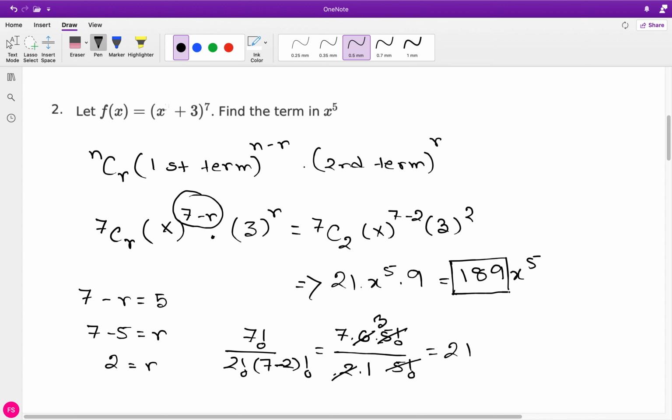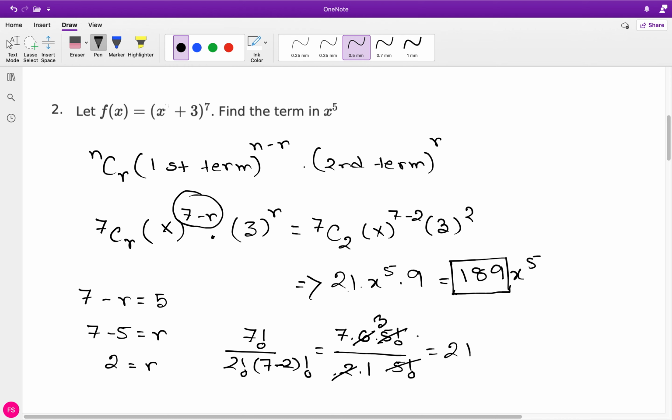So for this kind of question, you just need to identify the value of r that will make your power equal to 5, or whatever your question is. So you don't have to expand the whole thing. All you need to do is just use this formula, and if you are allowed to use a calculator in that paper, then you can just type 7C2 in the calculator, get the value 21, and then find this.